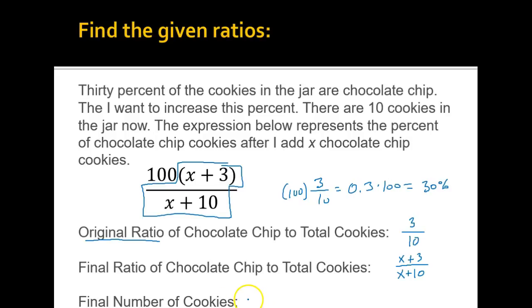Okay, and then the last question here is what really is that final number of cookies? And that's an expression. Remember, the number on the bottom is the total number of cookies, and that's just X plus 10. All right, and that's all there is to this problem. Kind of a goofy one, but now we can understand what's going on there.